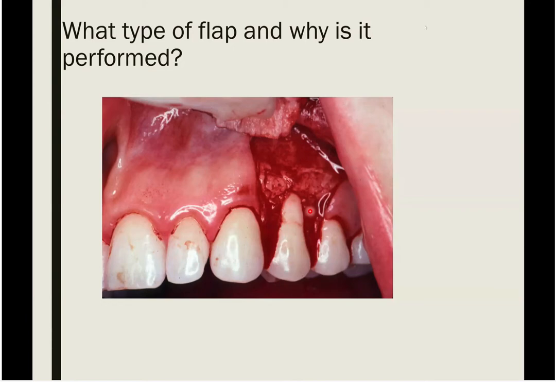So if you saw this, I would think that you'd recognize that this is probably a partial thickness flap in preparation for root coverage versus pocket reduction. Because if we're doing pocket reduction, we need both a buccal and a lingual flap to get access to those interdental defects and to clean out the granulation tissue.